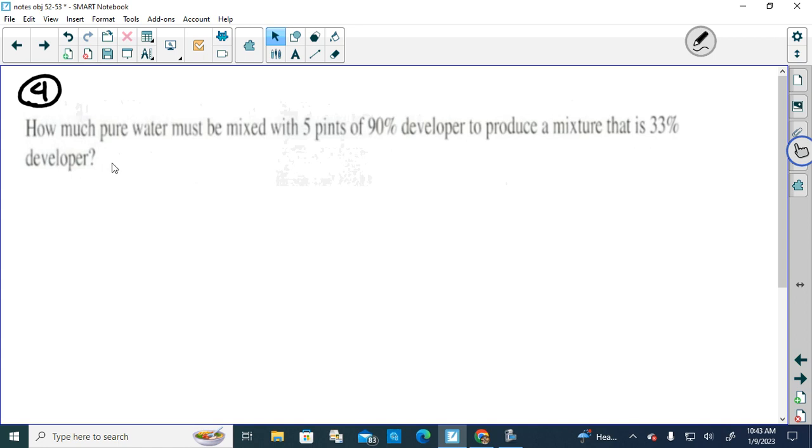Okay, so this one's a little bit different. We're not going to have an A and a B, a developer and a water. I already know how much developer I'm going to have, which is how much? Because it says how much water must be mixed with, how much developer do I have? How many pints? 5. So I already know the developer, so I don't have to give it a variable because I already know how much I have of that. It's going to be mixed with what? Water. So we'll just put W to stand for the water.